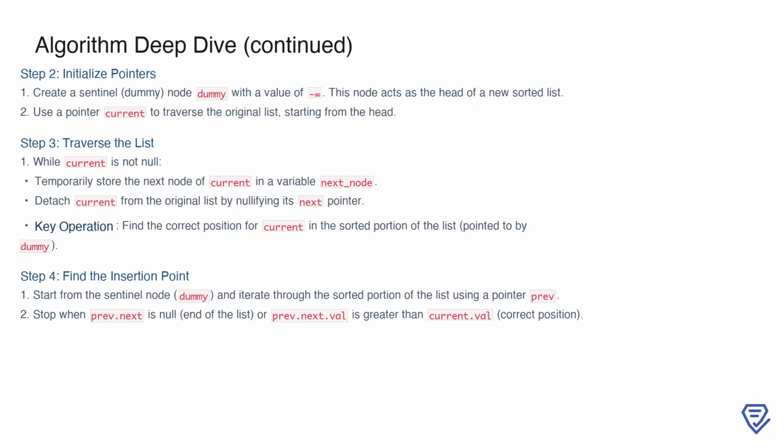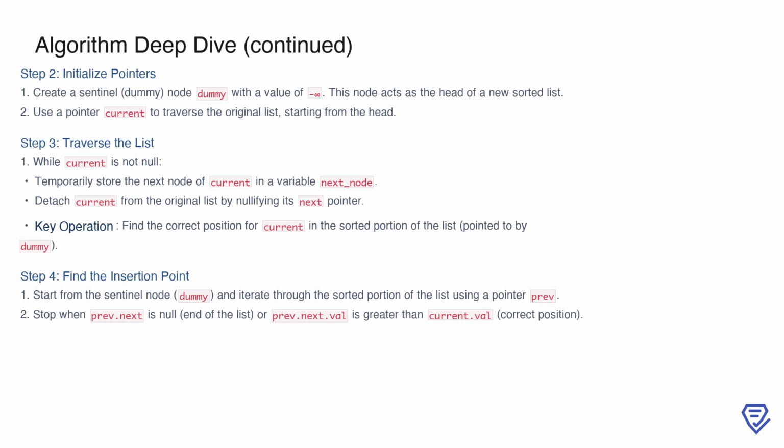While traversing the list, we process each node one by one. For each node pointed to by current, we temporarily store its next node in a variable called next_node. We then detach the current node from the original list by nullifying its next pointer.